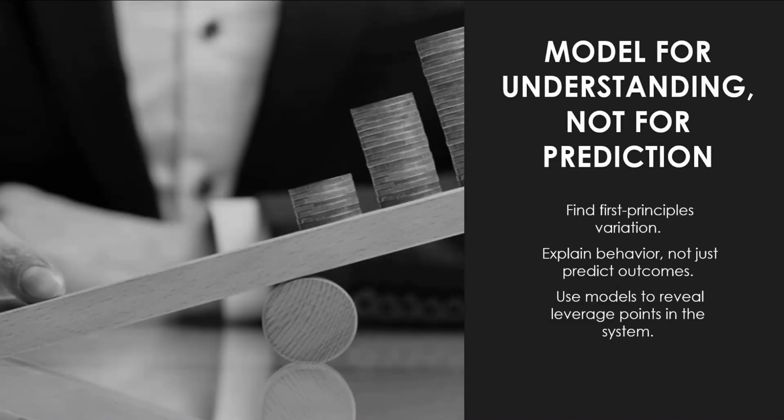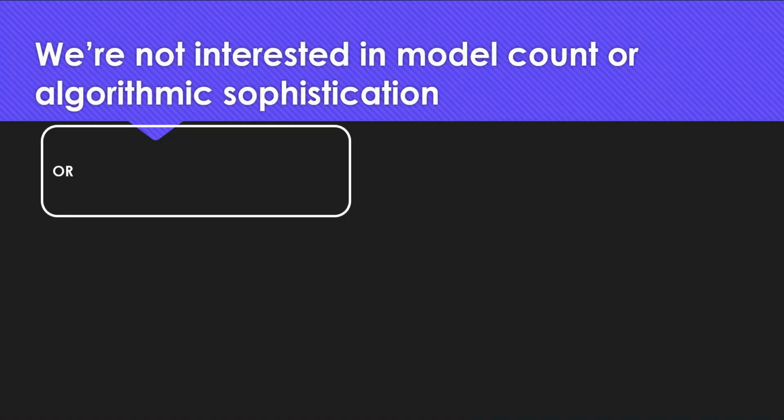And so I think it directs us to do modeling to understand down to sort of first principles variation within our system, what explains the behavior within the overall system. And you'd need then to use your models to reveal leverage points in the system instead of just individual sort of predictions. So we're not interested in model count or algorithmic sophistication or the math behind this stuff. The math needs to serve the overall purpose.